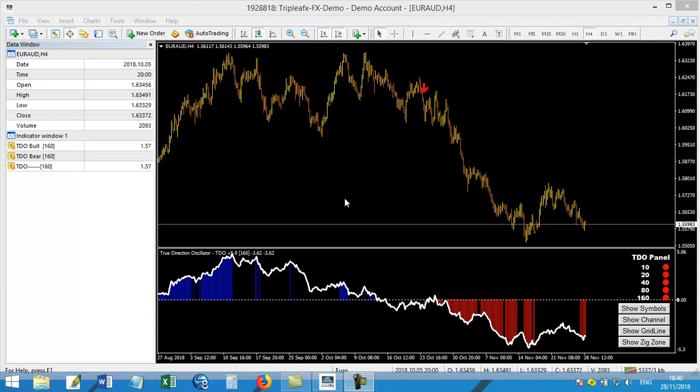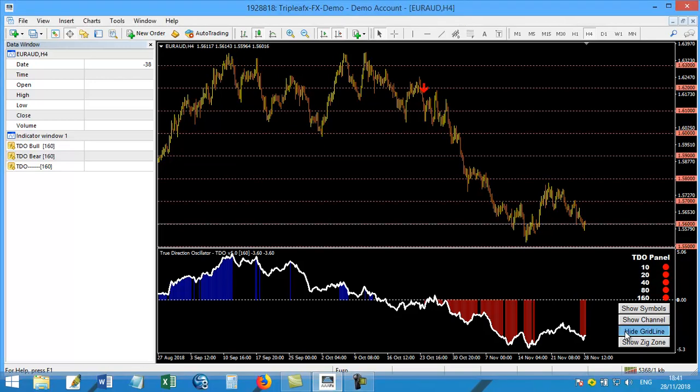That is why I added two tools, two utilities that help you find support and resistance on the chart. The first one is a well-known one. It is about round numbers. I call it here the grid line. The grid line is going to draw a horizontal grid line on your chart around round numbers.